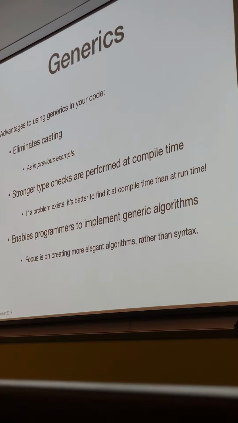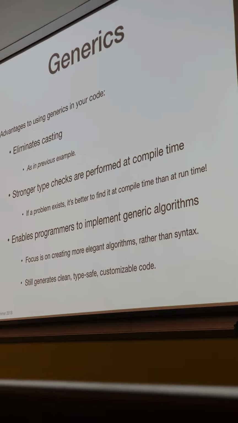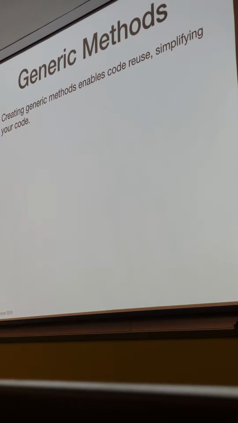So if you wrote this one really awesome algorithm that worked for one type of something, maybe one type of character in a game, and you needed to abstract it a little bit to work for all characters in your game, you'd be able to use generics for that. So we're going to use that in a few examples to be able to create some things, and we'll still be able to create very clean, very type safe, and very customizable kind of code without having to reinvent the wheel every time.